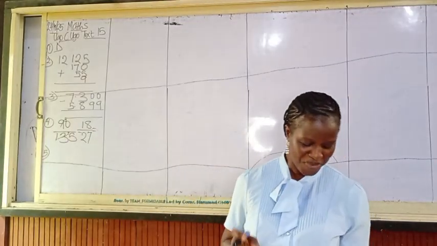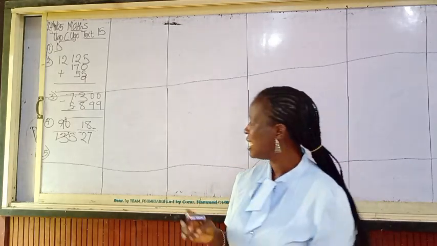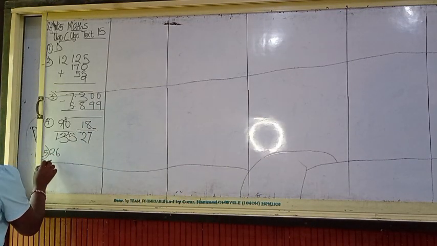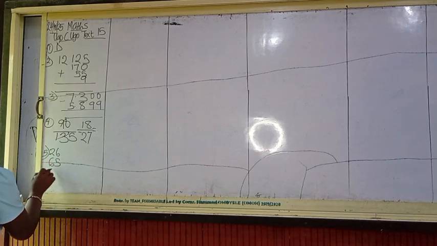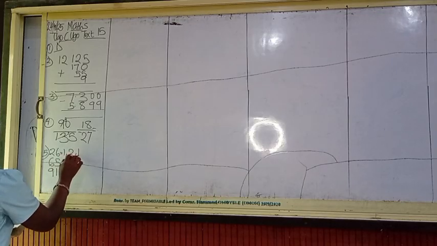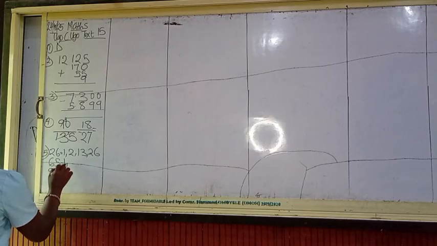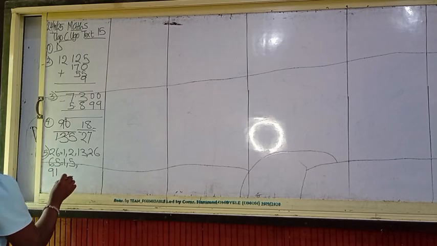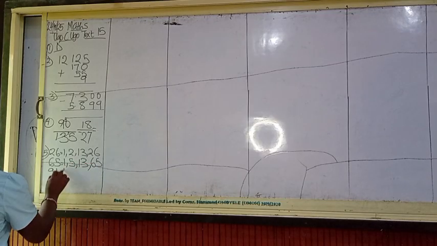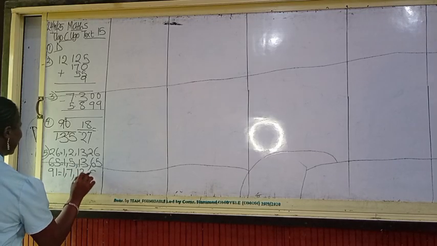Number 5 says, find the HCF of 26, 65, and 91. So let's write it. 26, 65, and 91. So what can go here? 1 can go, 2 can go, 13 can go, and 26 can go. For the 65, 1 can go, 2 cannot go, 5 can go, 13 can go, and 65. For 91, 1 can go, 7 can go, 13 can go, and 91.